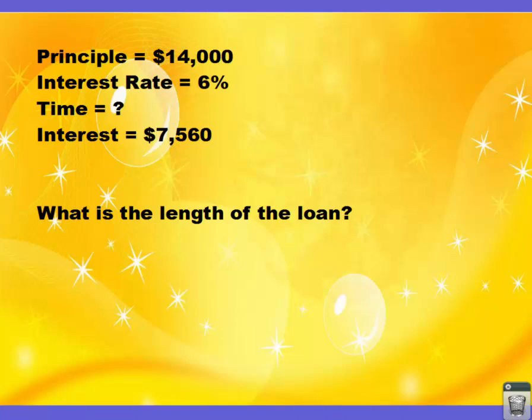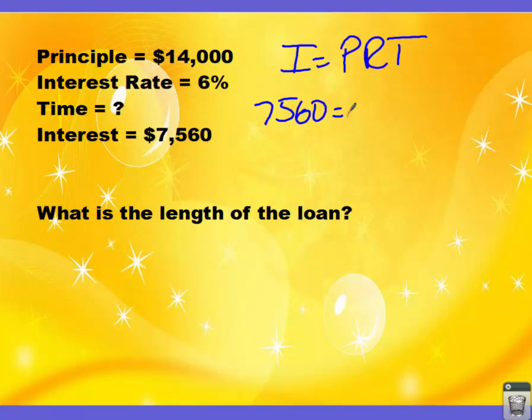Okay, let's see how you did. We start off by, again, writing our formula and plugging in our information. Do I know the interest? Yes, I do: 7,560 equals. Do I know the principal? Yes, 14,000. Do I know my interest rate? Yes, 6%, but again, I need to change it to a decimal, so 0.06. And do I know my time? No, I don't. That's the one I don't know this time.